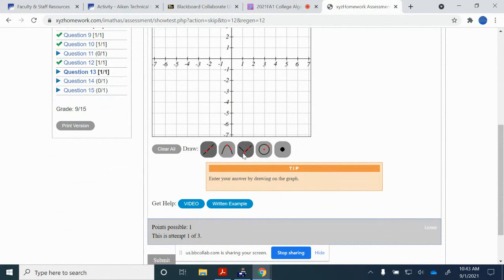The next icon is to graph absolute value equations. Those are V-shaped equations, and we'll go through these in a later module. We can use the next icon to graph a circle, and the last icon is to graph a point. So here we're graphing a line, so I'm going to choose the line icon.